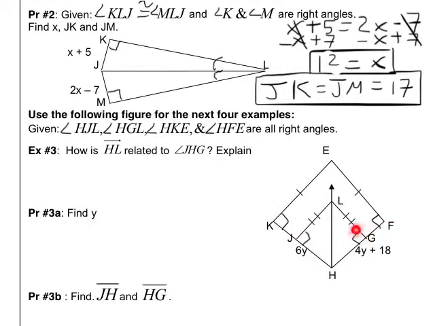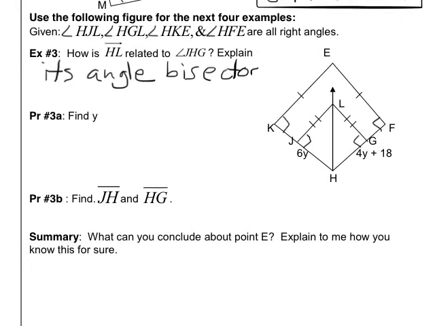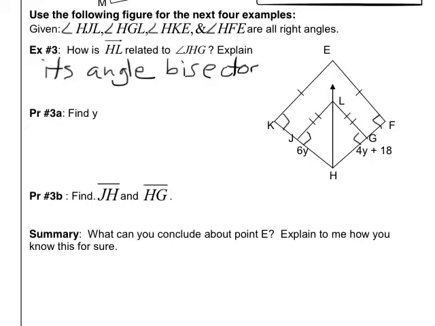Well, it looks like since this line is perpendicular to this line and it's congruent to this line JL, which is also perpendicular to this side of the angle, then that means that HL must be its angle bisector. So if that's the case, we should be able to find y. So why don't you guys see if you can do that. Go ahead and try and do that.